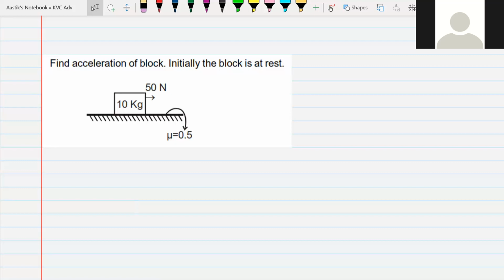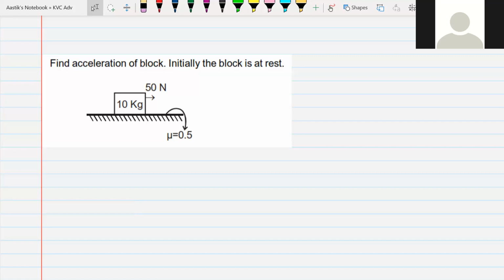Sir, is it 0? Yes, it is 0. How did you get 0? F limiting is 50 Newton, sir. So if F limiting is 50 newtons and the force that we have applied is also 50 newtons, it's just about to move. It will have no acceleration. Do we understand this? Yes, sir.